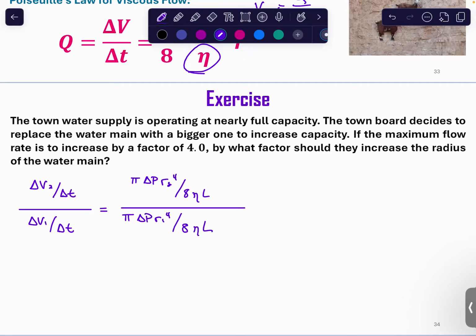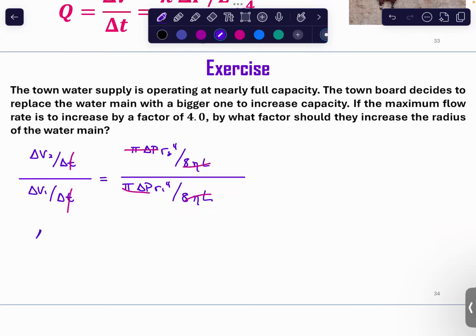So it's the same fluid. All we're thinking about is changing the radius. Same fluid, same kind of pipe, just a different radius. Well, the delta T is going to cross out. Your 8L goes away. Your pi delta P goes away. The ratio you end up with, okay, so we end up here.